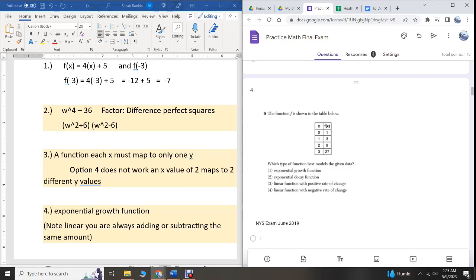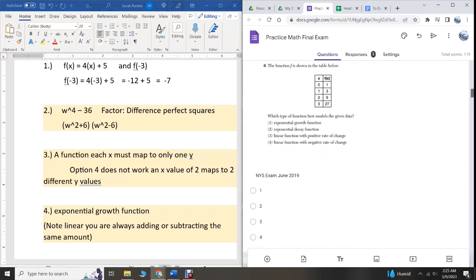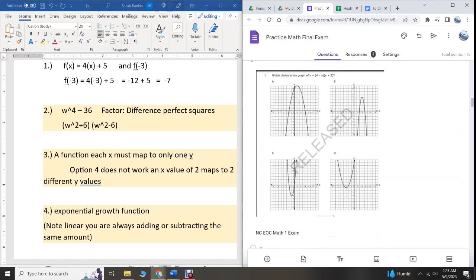Well, if it's growth, it's increasing. If it's decay, it's decreasing. Well, we're not adding a constant amount, and so it's exponential. And it's not decreasing, it's increasing, so it's exponential growth. So that's number 4. Number 5, you did well on.